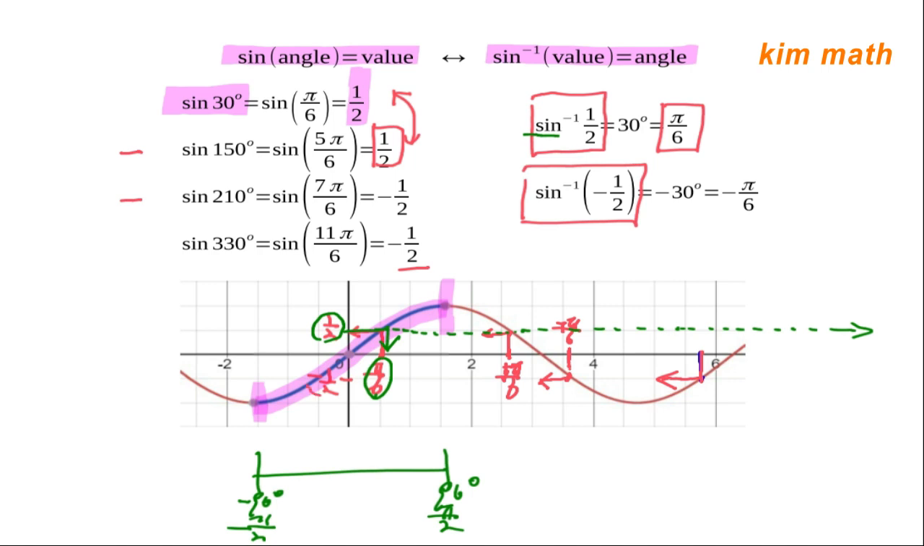Negative 1/2 is here. So the corresponding function value is here. Now we will move backward. What is this? That is negative 30 degrees, or negative pi over 6 in radian mode. Good? Please invest some of your time to understand this concept.